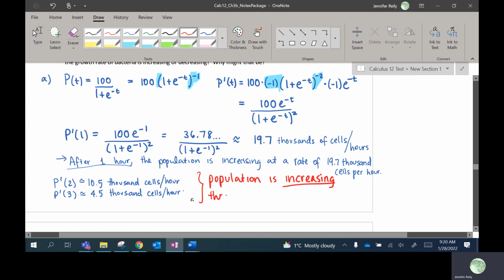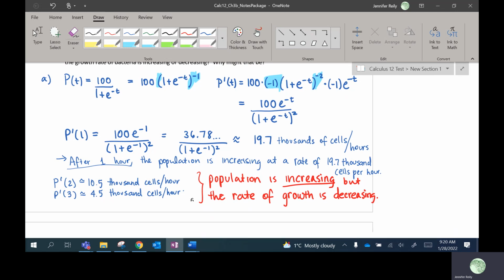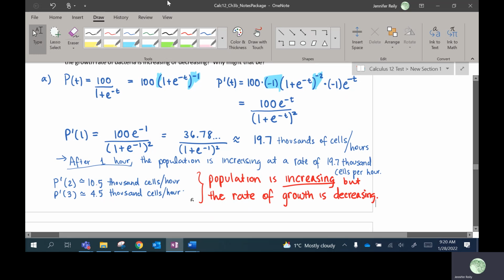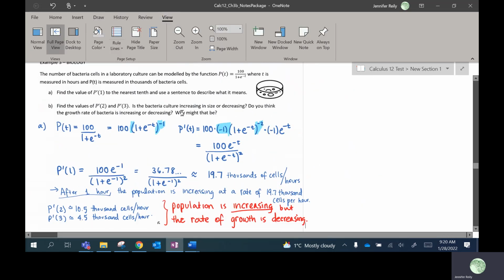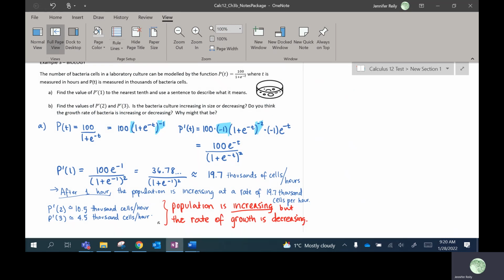We'll say the rate of growth is decreasing due to maybe space or food or whatever the bacterial cells need to grow. Maybe that is being used up. Okay, so that's it. In the assignments, you'll see some similar applications: biology, economics, and physics. All right, so I'm going to shut off the lesson now.